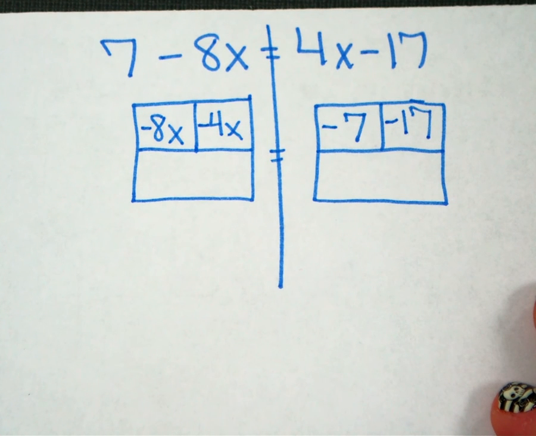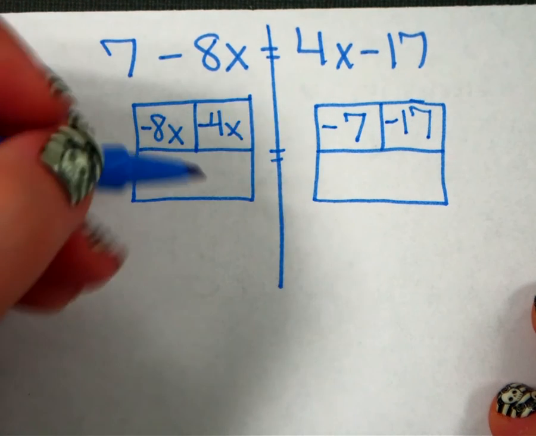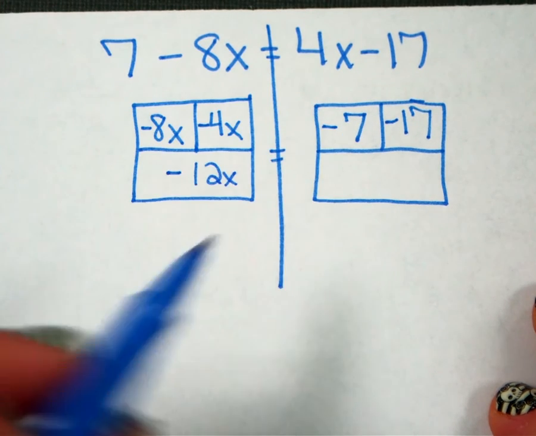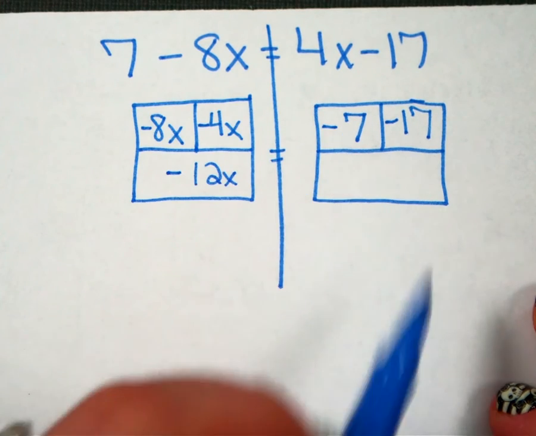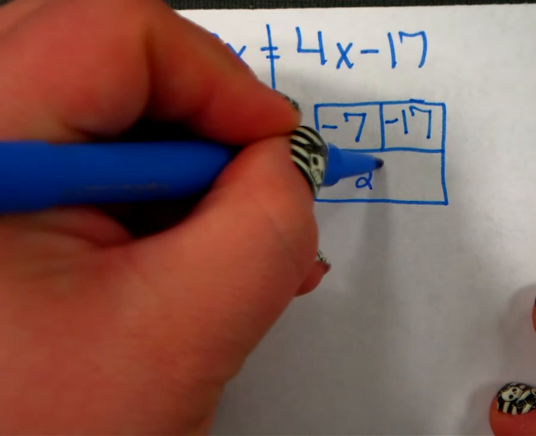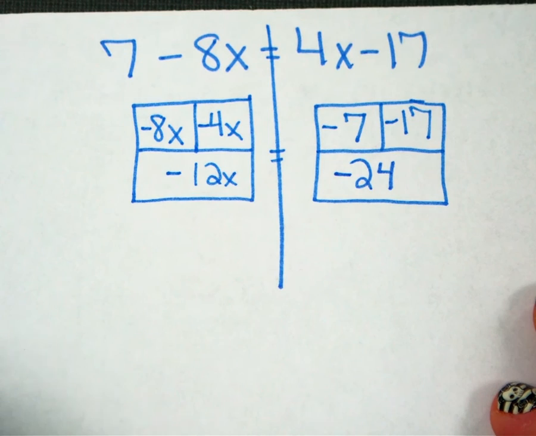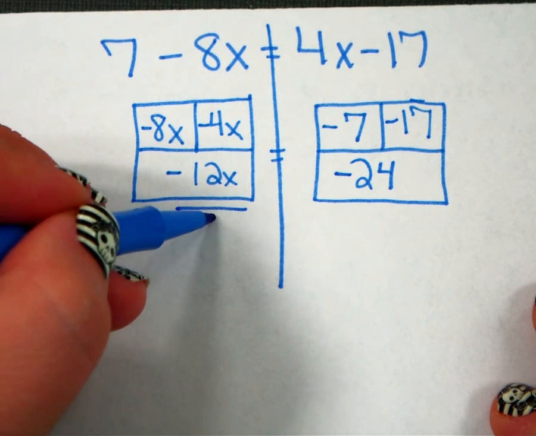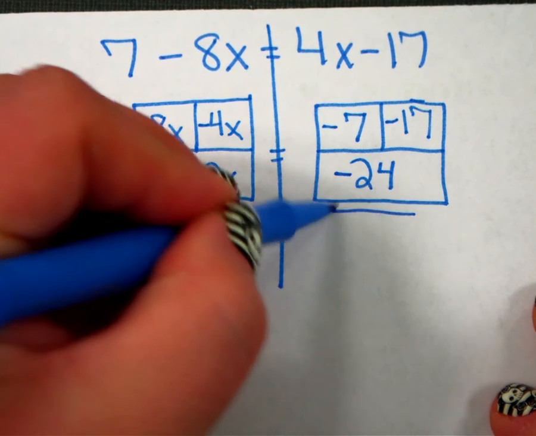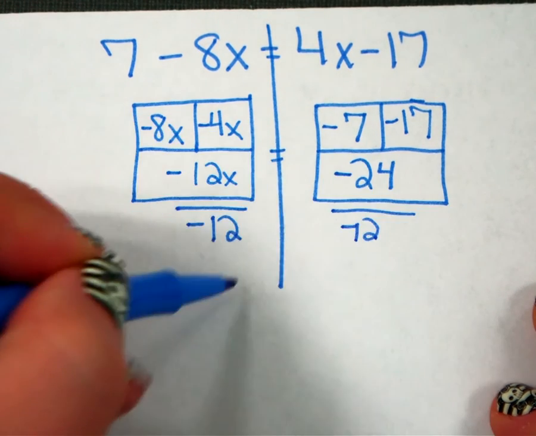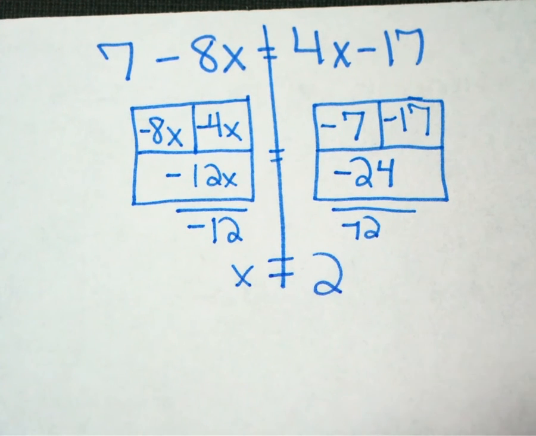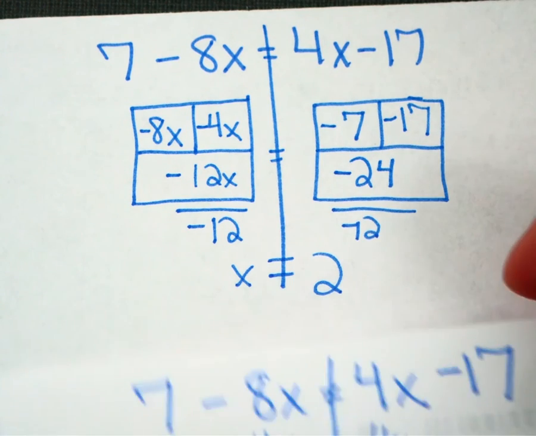I have negative 8x minus 4x is negative 12x. Negative 7 minus 17, negative 24. Now I need to divide both sides by negative 12. So x is equal to positive 2. Again, either way you go about this, you should still get the same answer.